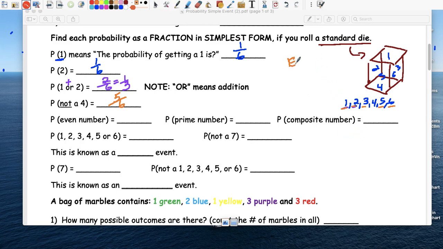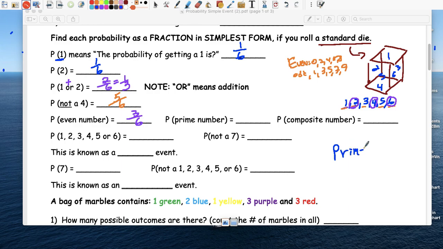Even numbers. Remember, even is 2, 4, 6. Even numbers end in 0, 2, 4, 6, 8. Odd would be 1, 3, 5, 7, 9. So numbers that end in those are odd, and numbers that end in 0, 2, 4, 6, 8 are even. Do we have any even numbers? Yeah. There's an even number here, here, and here. So how many? 3 out of 6.